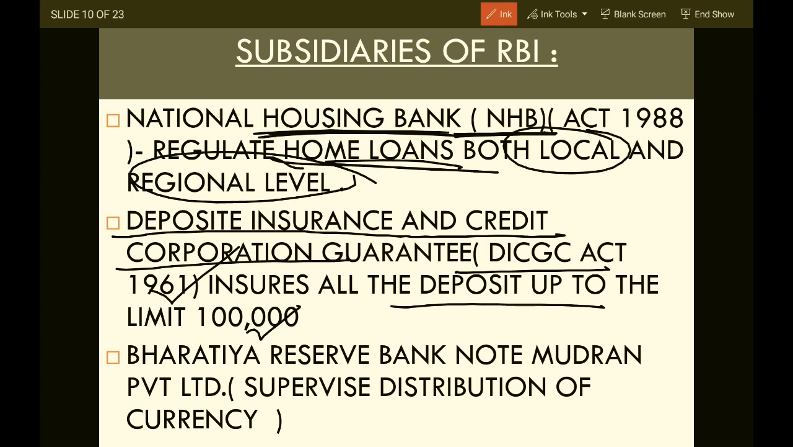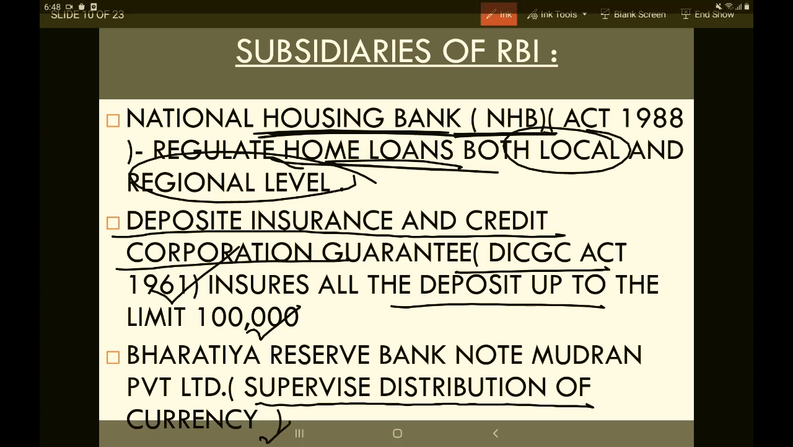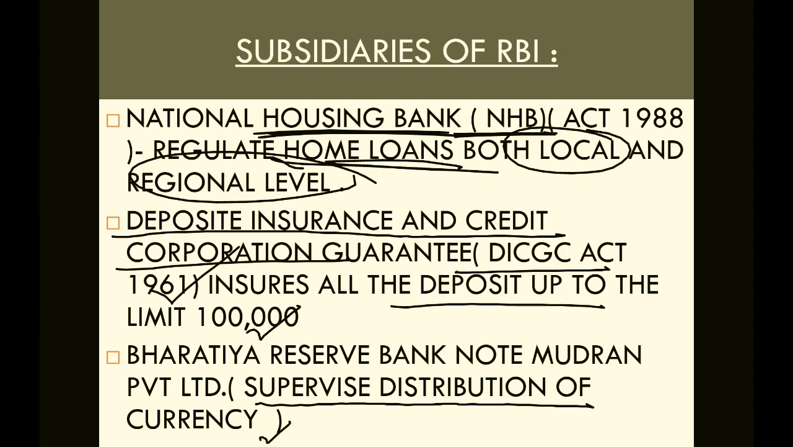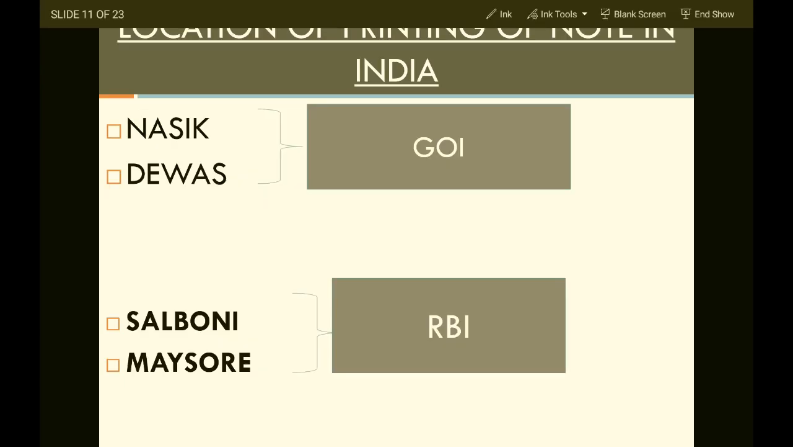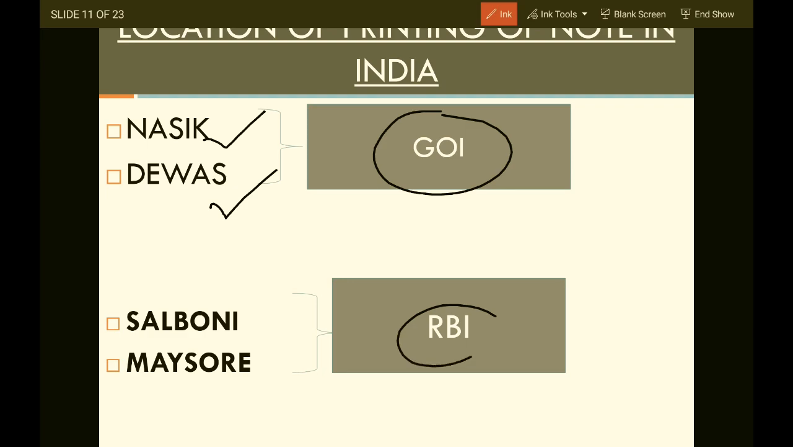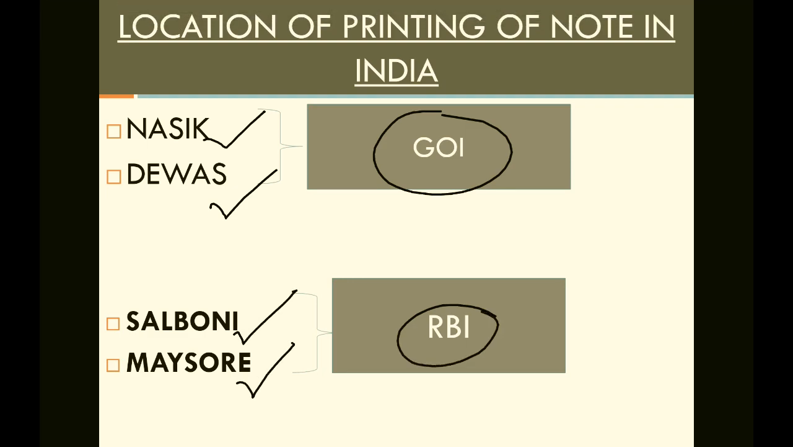Bharatiya Reserve Note Mudran Private Limited is concerned with supervised distribution of currency. It handles the flow of currencies. Okay, now the location of printing of notes in India. This is handled by the Government of India at Nasik and Dewas, and the Reserve Bank of India handles Salboni and Mysore.